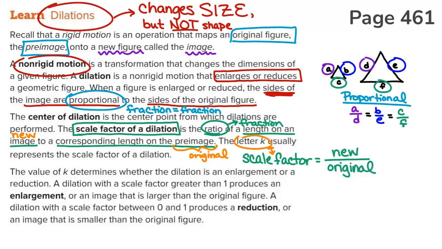Instead of writing out the word scale factor, or even abbreviating it SF, sometimes they'll use the letter K to mean scale factor. So all three of those are perfectly interchangeable. You can write out both of those words, scale factor. You can abbreviate it SF, or you can use the letter K. They all mean scale factor, how much we're changing the size by.